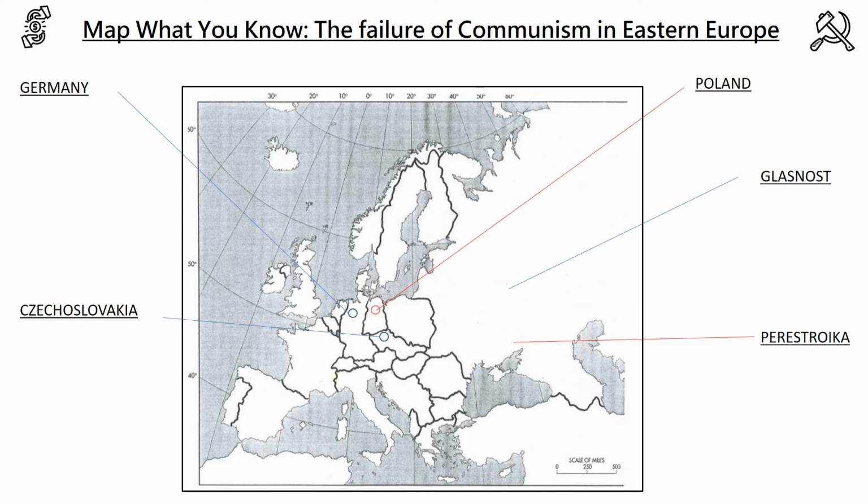So you're going to look to use your handout here and the videos that will be shown by your teacher as well to fill in this map here. So under Germany, you're looking to explain why communism fails in Germany. Under Czechoslovakia, why communism fails here. Under Poland, why communism fails here.